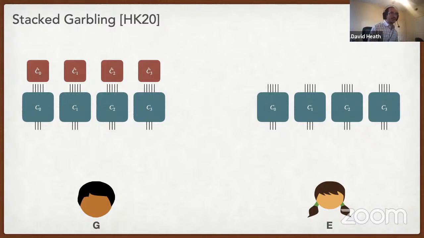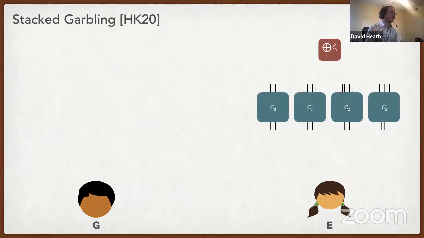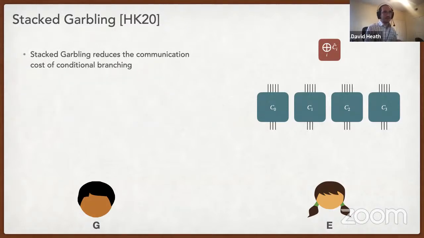It turns out to be possible to, instead of sending four different encryptions, take the bitwise XOR and do what we call stack together the encryptions and send only this stack to the evaluator. I can't go into the details of how this works, but this greatly decreases the communication cost of garbled circuits for conditional branching. However, it turns out that this procedure also increases the computation cost. I don't have enough time to show you exactly why, but I want to give you some sort of flavor.